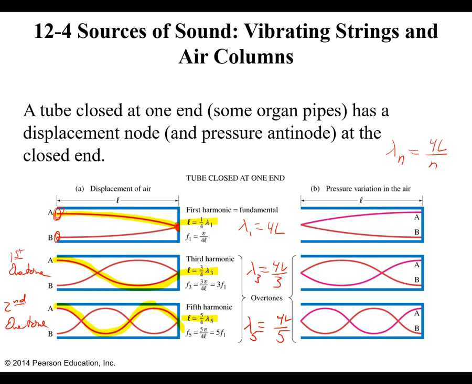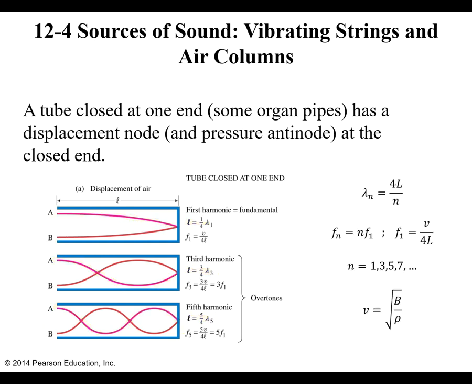But notice that there is no second harmonic, there's no fourth harmonic, there won't be a sixth or eighth or 10th harmonic. n has to be an odd number. So if we go through the whole process like we did before, we end up getting that the wavelength of the nth harmonic is 4L over n, and the frequency of the nth harmonic would be n times the fundamental frequency, but n can only be odd numbers.